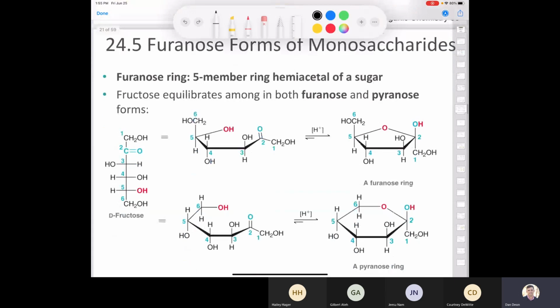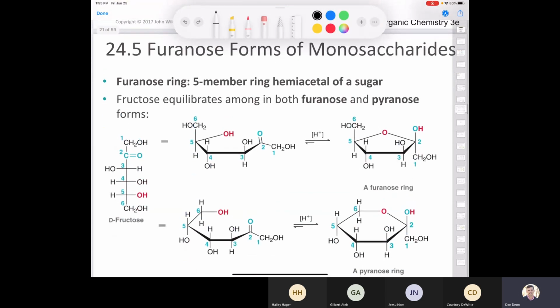And I know a lot of you are interested in studying biochemistry, and it's going to come up then as well. Well, besides a pyranose form of a monosaccharide, we can also form a 5-membered hemiacetal, so a 5-membered ring that has a hemiacetal of a sugar. And that is not a pyranose, that's a furanose, okay? And a furanose ring would come from something like fructose.